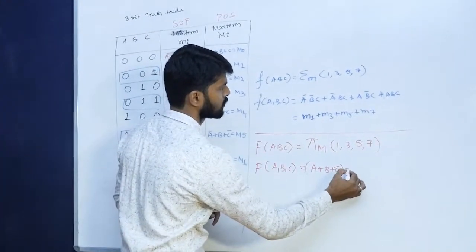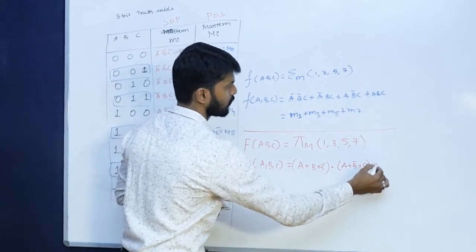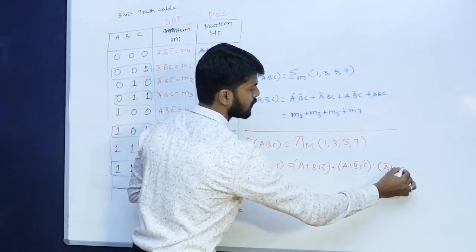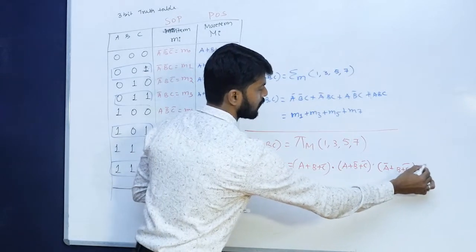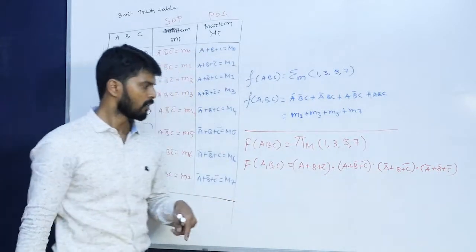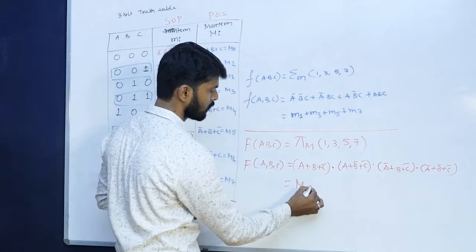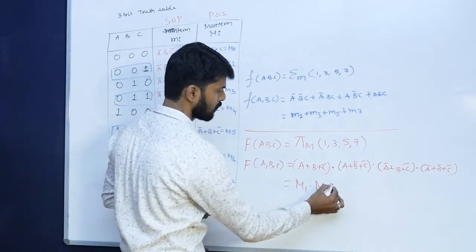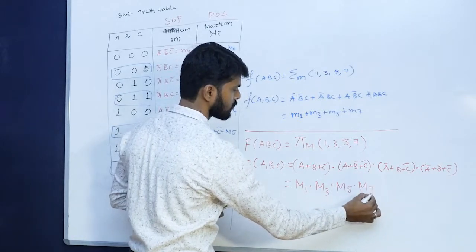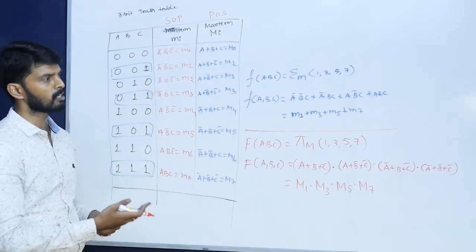Similarly, the next one is A plus B bar plus C. The next one is A bar plus B plus C bar. Similarly, the last one is A bar plus B bar plus C bar. So like this also we can represent. At the end, we can represent it as M1 product, M3 product, M5 product, M7. So this is left to you how you are going to represent minterm or maxterm.